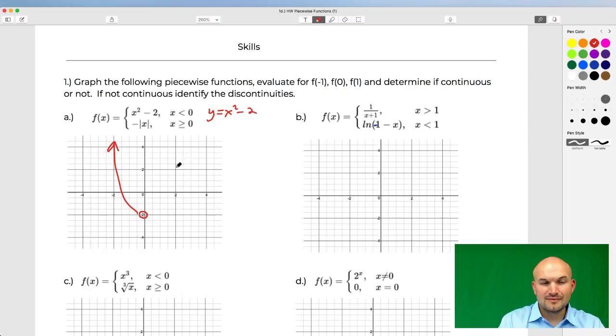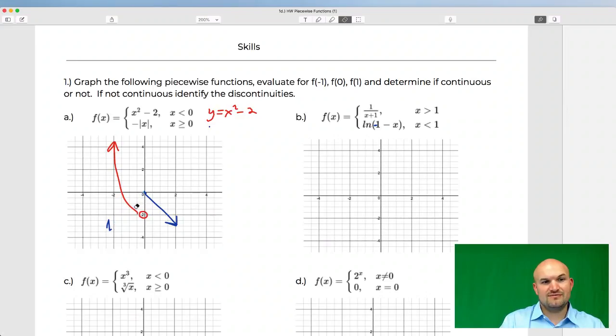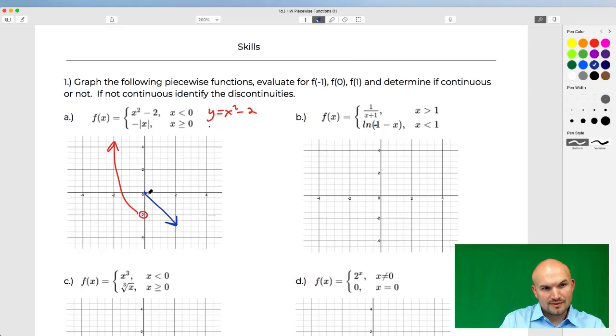The next one is the absolute value of negative x. Again, that is your V-shaped graph, but you can see it's reflected about the x-axis, since it's negative on the outside. But rather than graphing it in both directions, we're only going to graph it for x values that are greater than or equal to 0. So in this case, we can eliminate all the negative portion of that graph. And this is what our beautiful graph looks like.